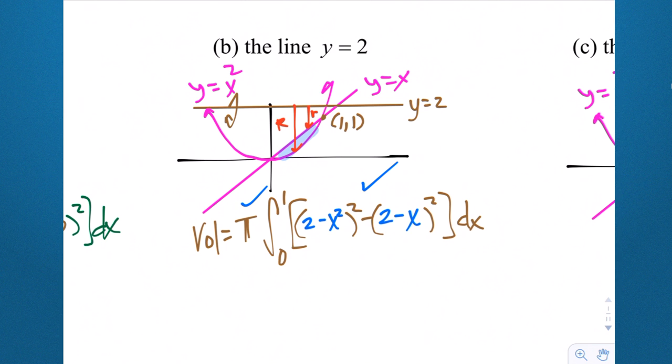Fun. That would probably be a calculator question, but if it weren't, you'd have to expand out both terms, distribute the negative, power rule the heck out of it. All right, questions on B. Maybe we got time for one more?